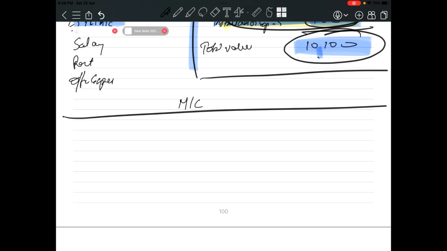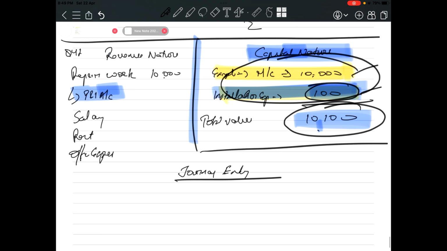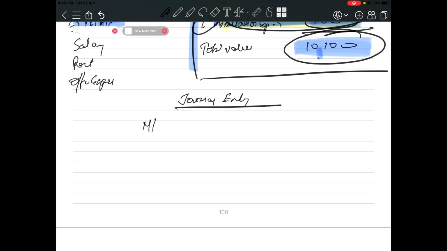So let's talk about the journal entry. First, what will be the journal entry, if you have to do it separately? Now first you have purchased machinery. So machinery is coming in: machinery account debit, cash going out to bank, say for example, 10,000 rupees, being machinery purchased.